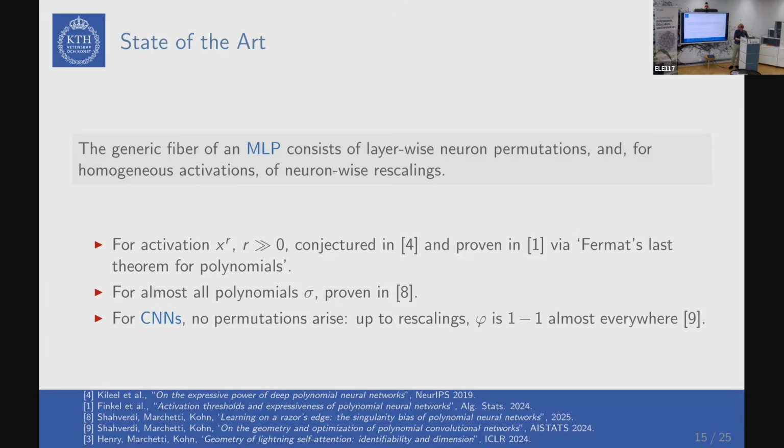Okay, so for convolutional networks, you cannot have permutations because the weights are tied, so are shared, so permutations are no longer a symmetry. So we prove indeed that up to rescalings, the parametrization is one-to-one almost everywhere. So this is for single channel CNNs. Of course, if you have multiple channels, you again can permute channels. But for a single channel, the parametrization is one-to-one, again, almost everywhere.